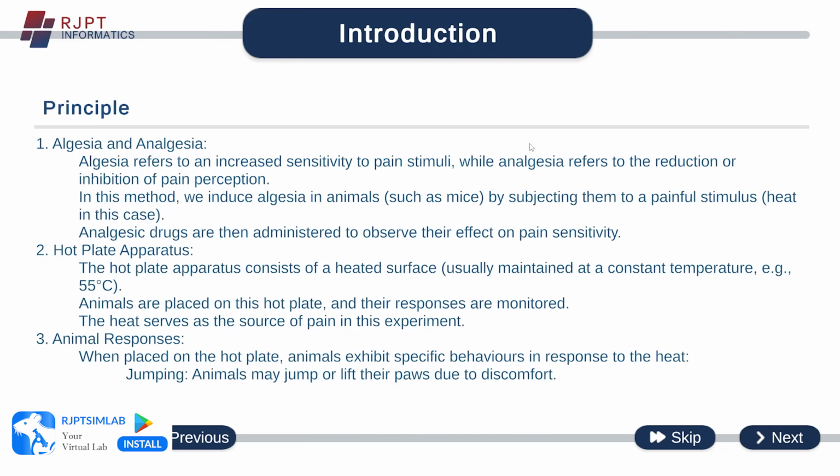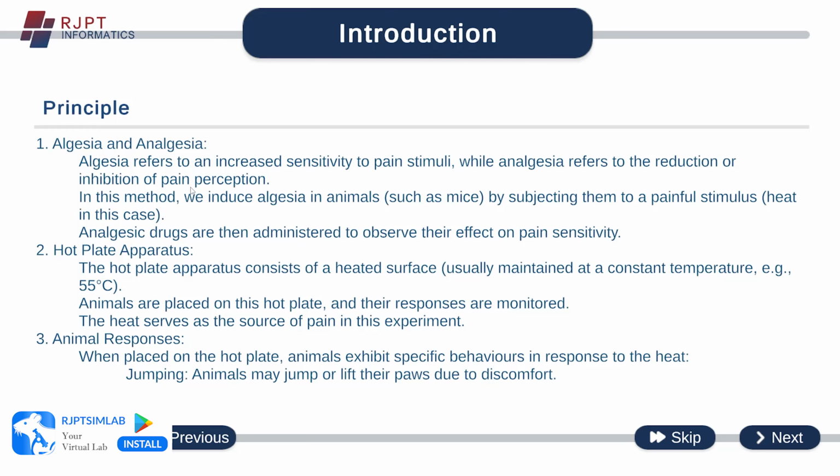Now let us see the principle of this experiment. The principle says, first, algesia and analgesia. These are the two terms. Algesia refers to an increased sensitivity to pain stimuli, while analgesia refers to the reduction or inhibition of pain perception. In this method, we induce algesia in animals such as mice by subjecting them to painful stimulus, heat in this case.